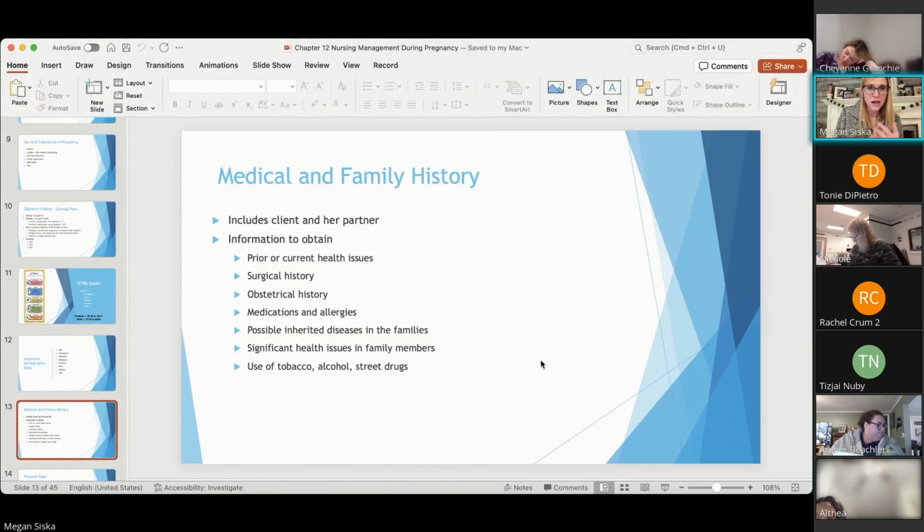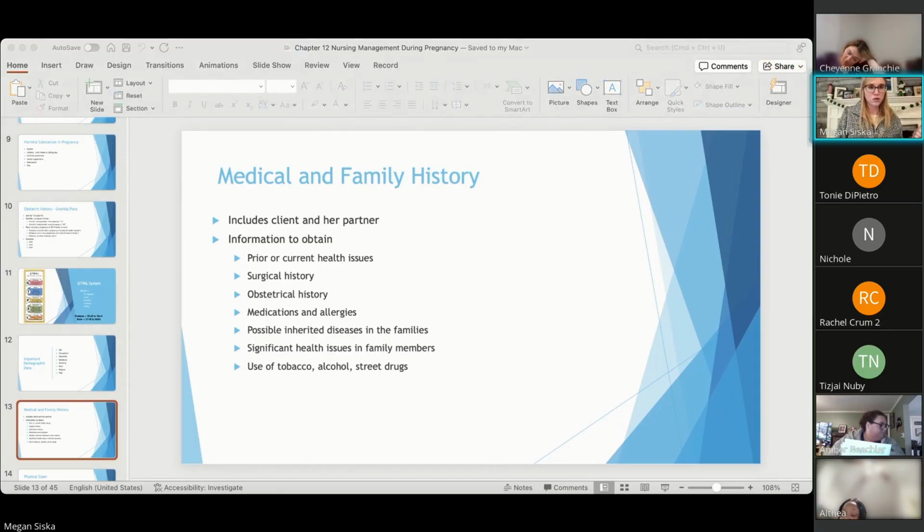Include the client, include the partner, information to obtain. So we talked about current and past health issues, surgical history, their OB history, their meds, their allergies, if they do know of any inherited diseases, significant health history of their family members, drug use, things like that.